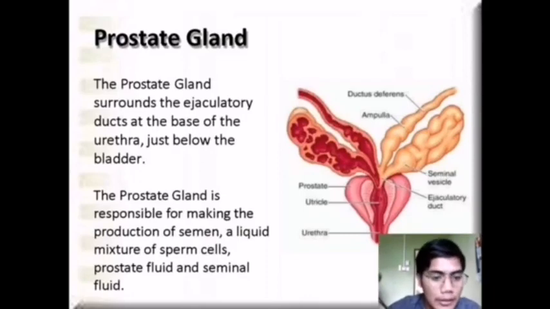Prostate gland. The prostate gland surrounds the ejaculatory duct. This one is around the ejaculatory duct at the base of the urethra. The prostate gland is responsible for making semen, a liquid mixture for the sperm, so the sperm life is longer.